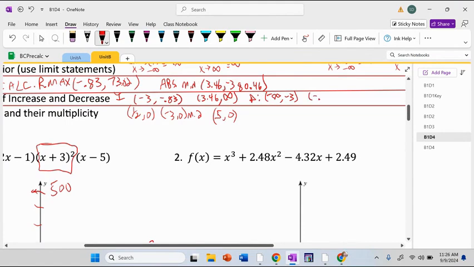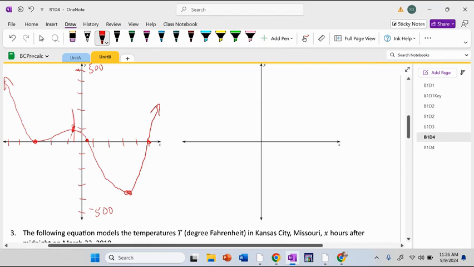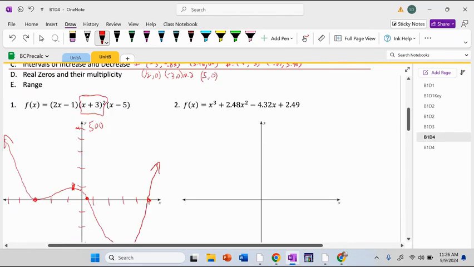Negative 0.83 to 3.46 is where it decreases. So these 2 x's, those x's that I found when we were on the calculator there. Okay, so the whole idea is how to do that.